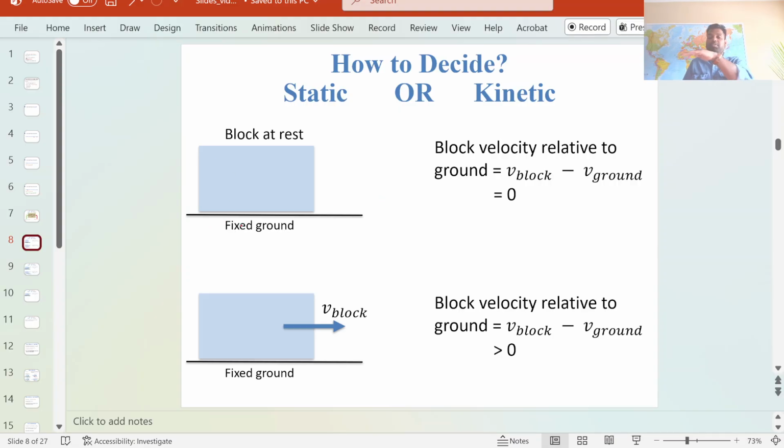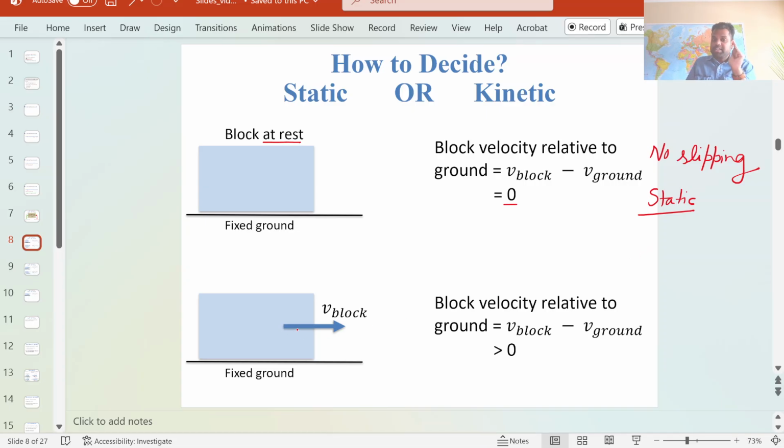So we have fixed ground and we have a block that is at rest. Let us calculate the relative velocity of the block with respect to the ground, and it is 0, because the block is at rest and the ground is fixed. So the relative motion is 0, so there is no slipping, and no slipping means it cannot be kinetic, it will be static.